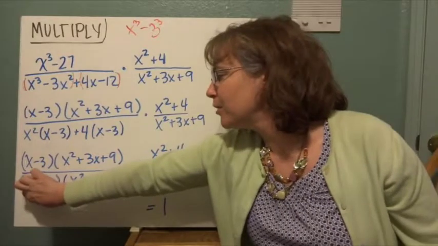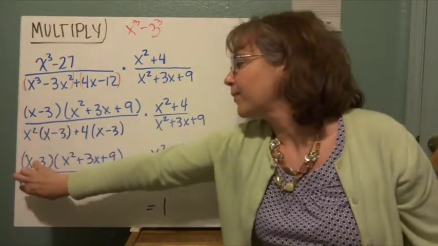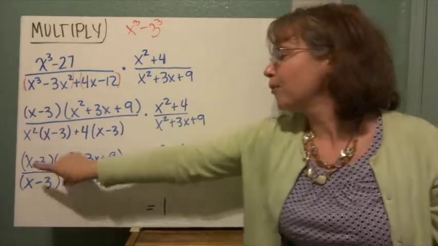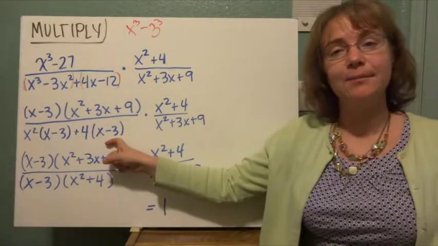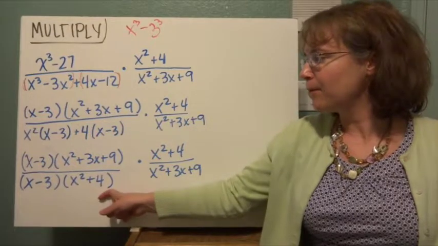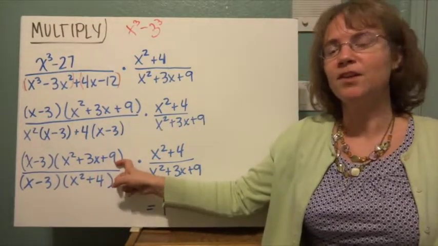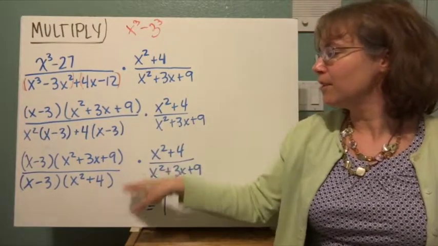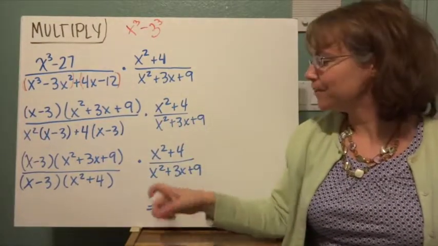Now notice if I were to distribute the x minus 3 times x squared, I would get back here, plus 4 times x minus 3, I get right back up to here. So this is factoring by grouping, and this is a difference of cubes. So those are two different factoring techniques you've used before, but now we're using them to multiply these rational expressions.